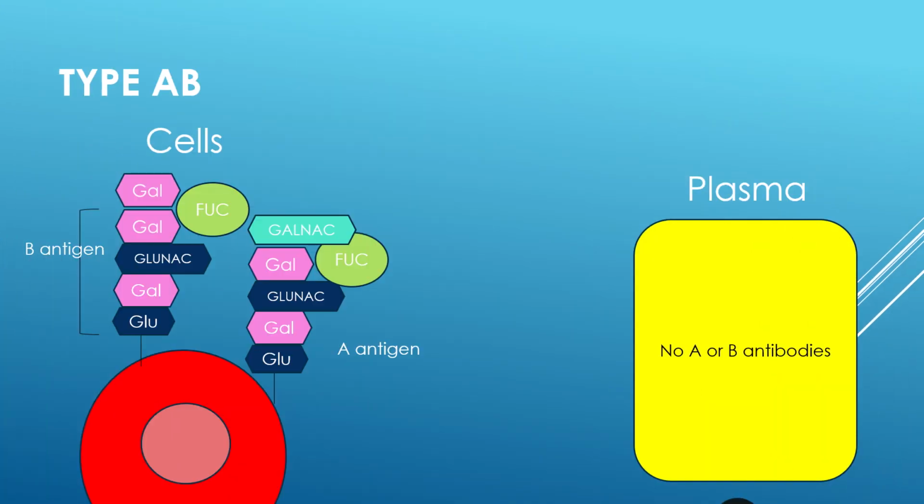This represents the type AB. Notice that it has two separate antigens, both A and B, not a single AB antigen. Because this person makes both antigens, they do not make any ABO antibodies in their plasma.